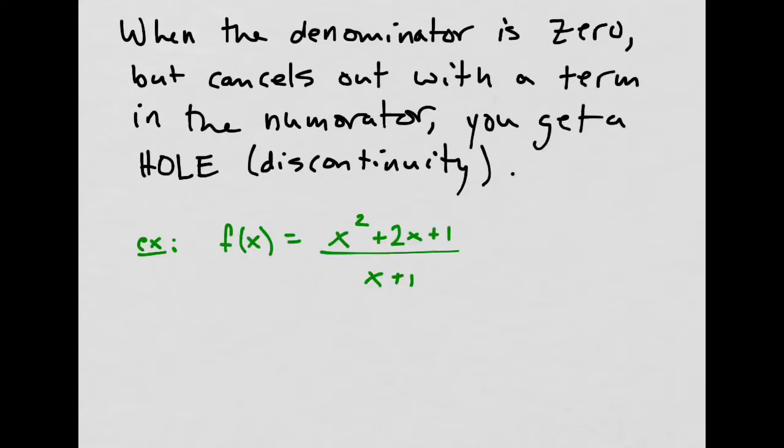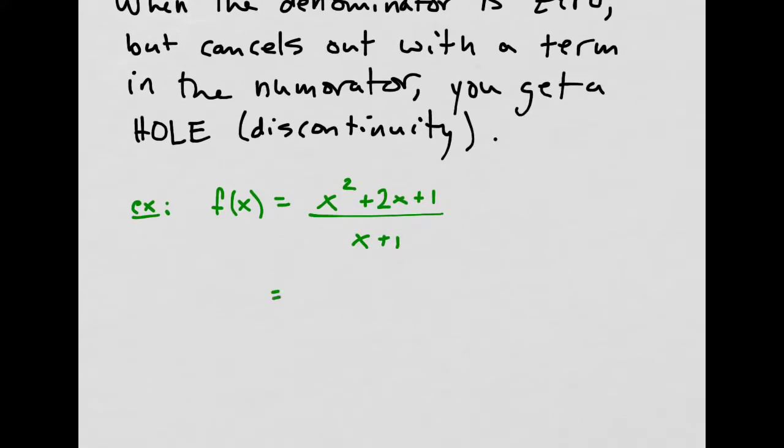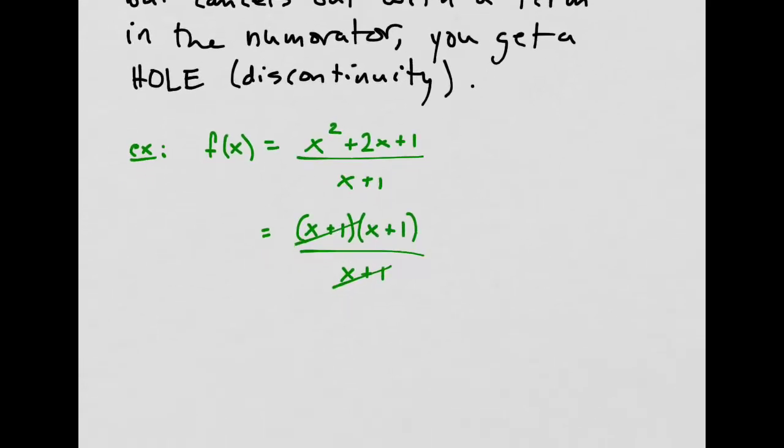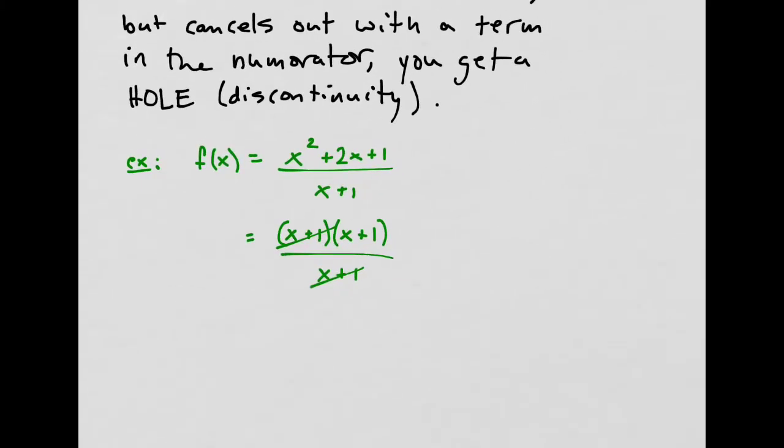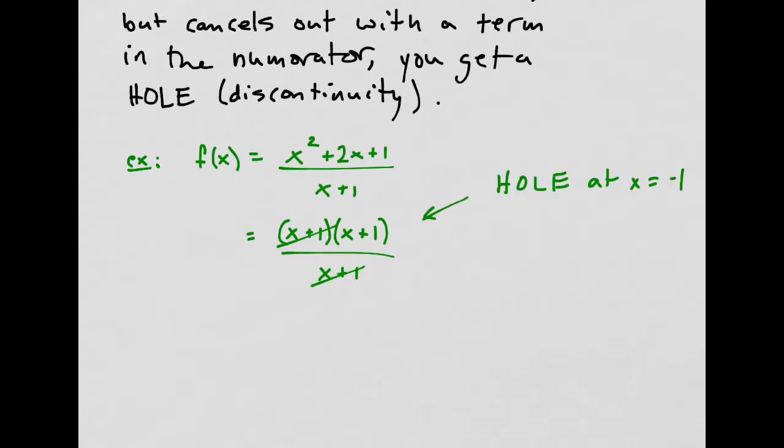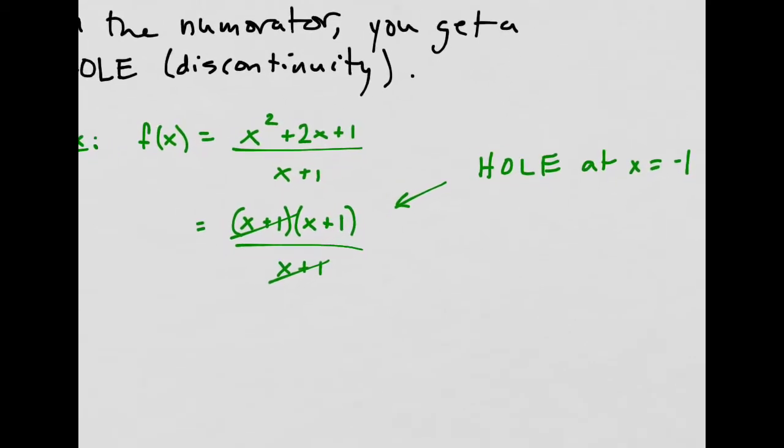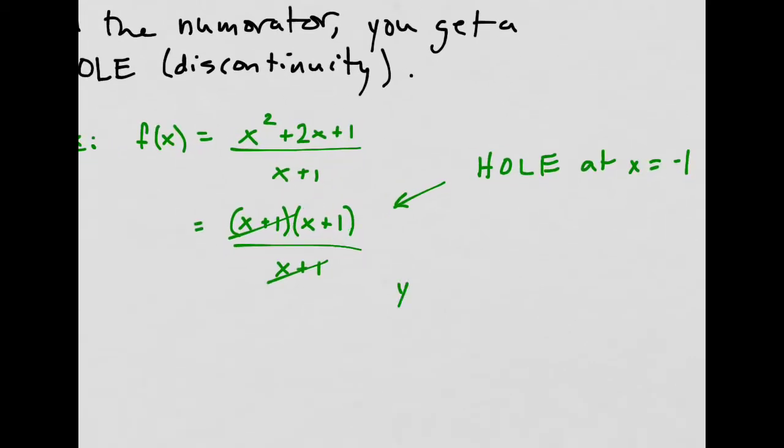For example, here the denominator equals 0 when x equals -1. However, you can factor this so that one of the terms cancels out with the denominator, and now I don't have 0 in the denominator, but this means I have a hole at x equals -1, which means this graph looks exactly like y equals x plus 1, except we have a hole at x equals -1.